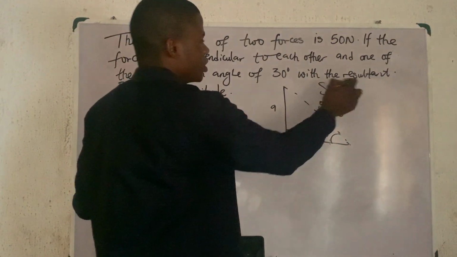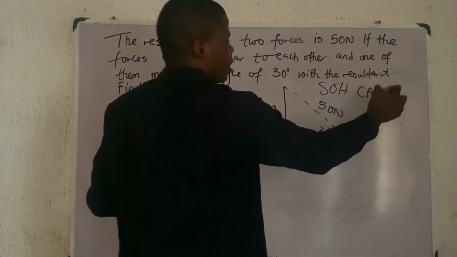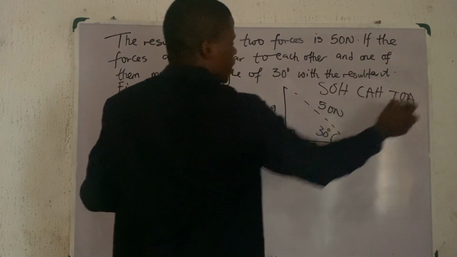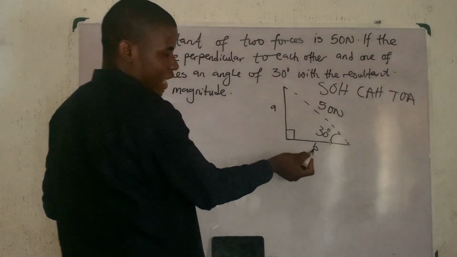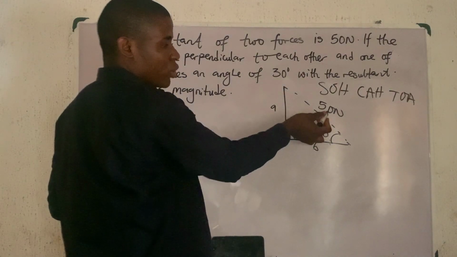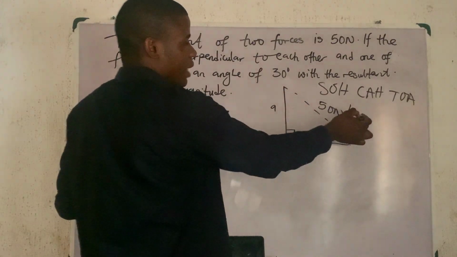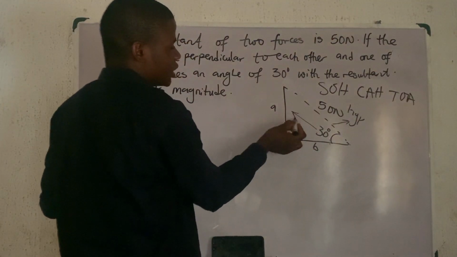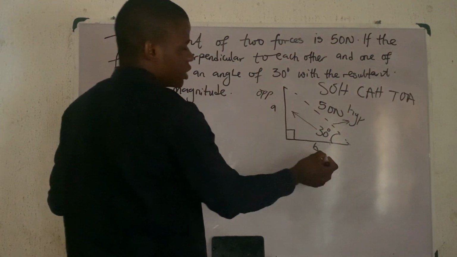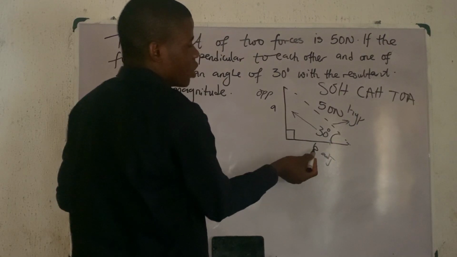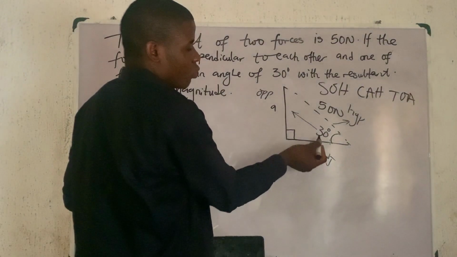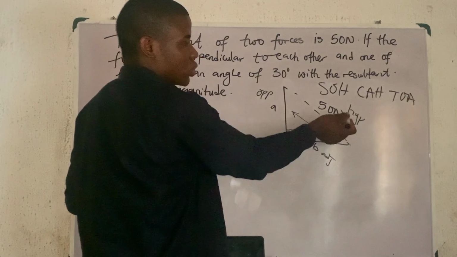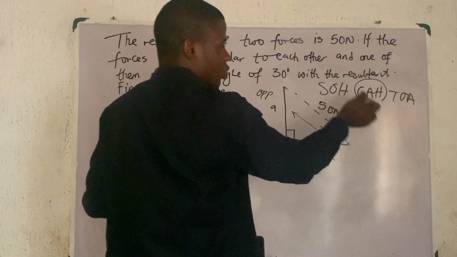Now, if I write this SOHCAHTOA, from here, we are looking for B, right? They gave us the angle and we know the hypotenuse. Remember, this side is the hypotenuse. And considering this angle, this side is the opposite. Then here is the adjacent. So we can see that we want to get the adjacent when an angle is given plus the hypotenuse.